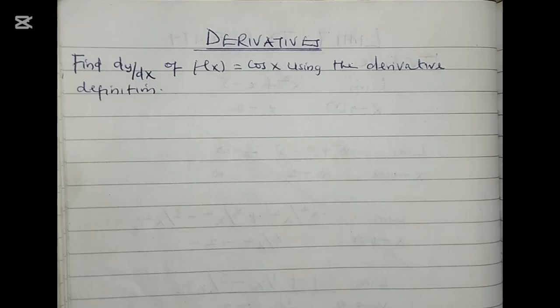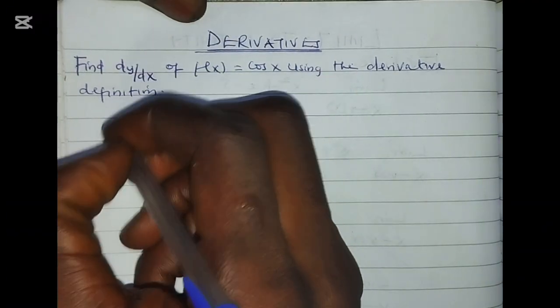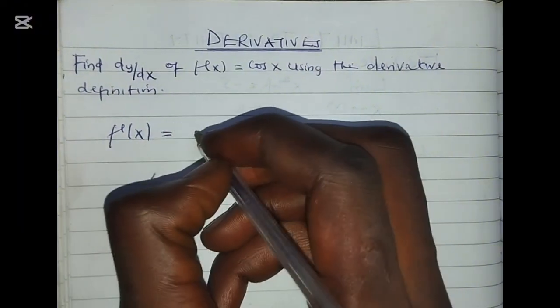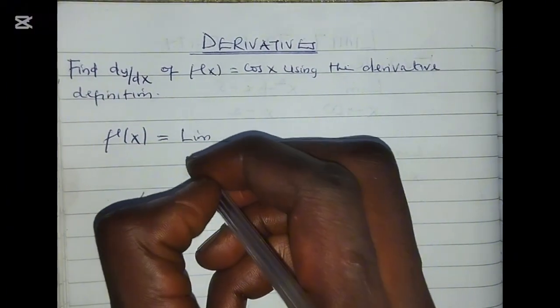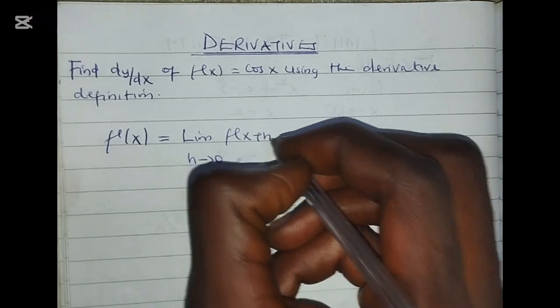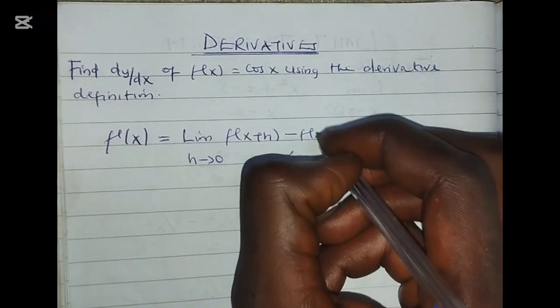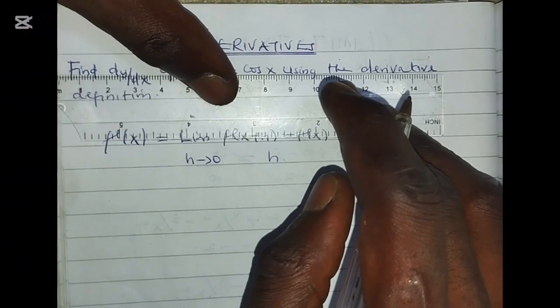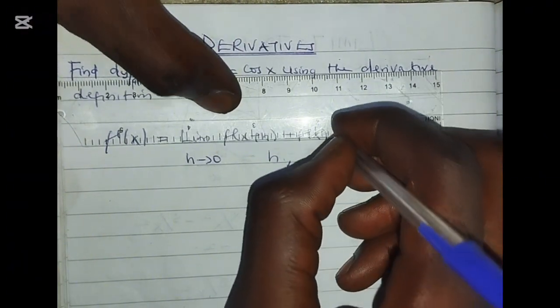We have been asked to find dy/dx of f(x) = cos x using the derivative definition. The definition says that f'(x) is equal to the limit as h approaches 0 of [f(x + h) - f(x)] all over h. This is what the definition says that we should do.